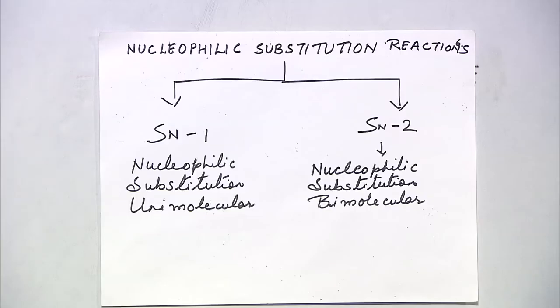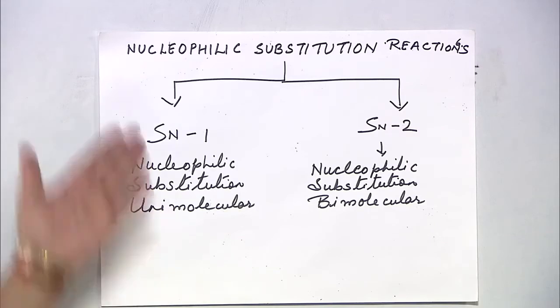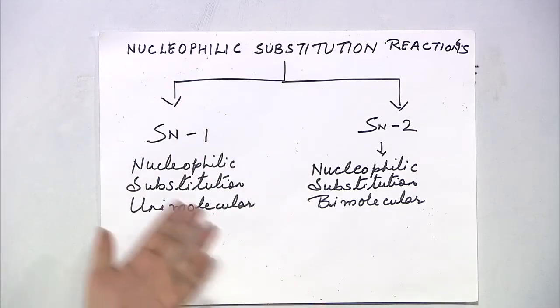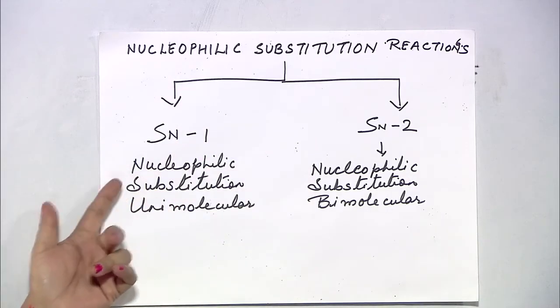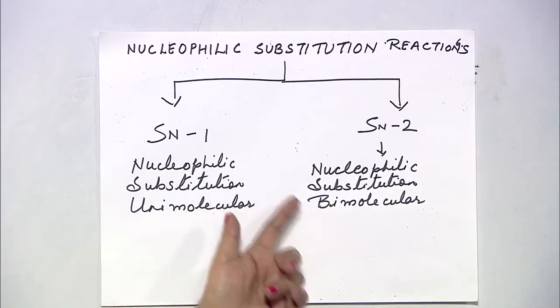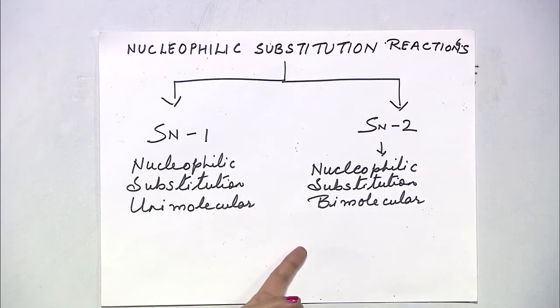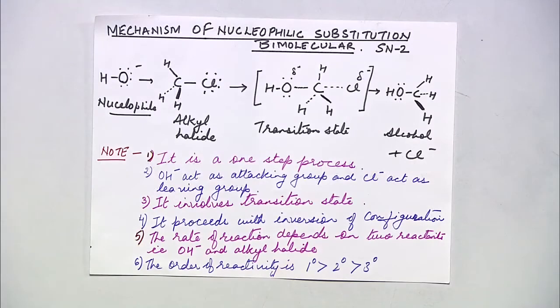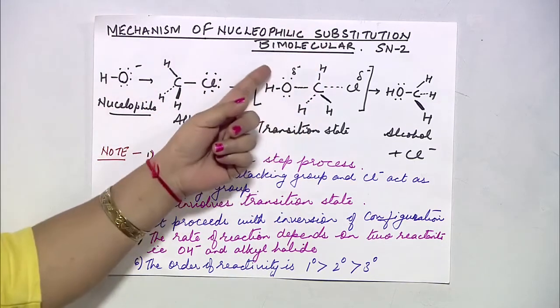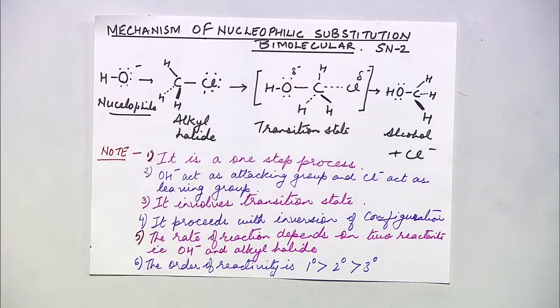So, let us learn about the nucleophilic substitution reactions. Nucleophilic substitution reactions are of 2 types, SN1 and SN2. Why SN1? Because it is nucleophilic substitution unimolecular, and SN2 is nucleophilic substitution bimolecular. So, let us see the mechanism first of nucleophilic substitution bimolecular, the SN2 reaction.